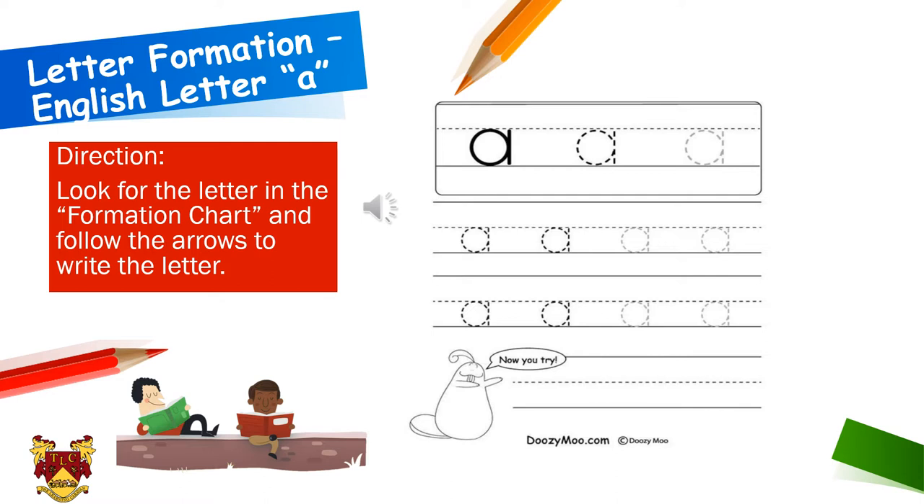Well done, students. So now we will learn how to write the letter A. Start from the top and make a curvy line reaching to the bottom. Next, go to the start again and make a standing line going downwards.